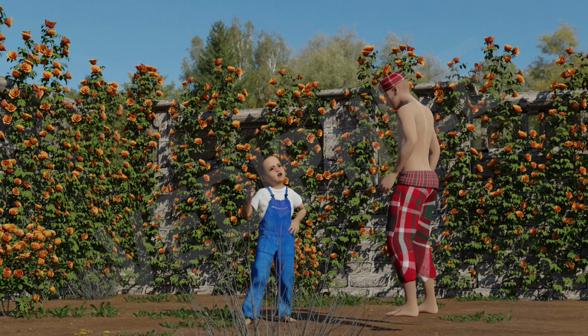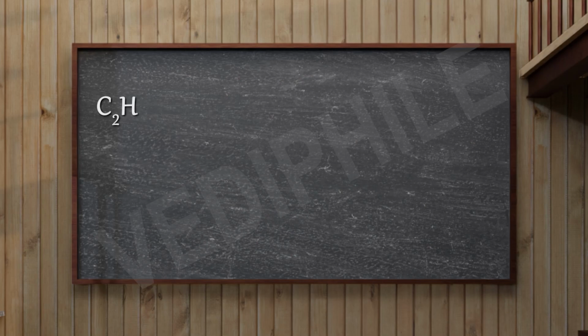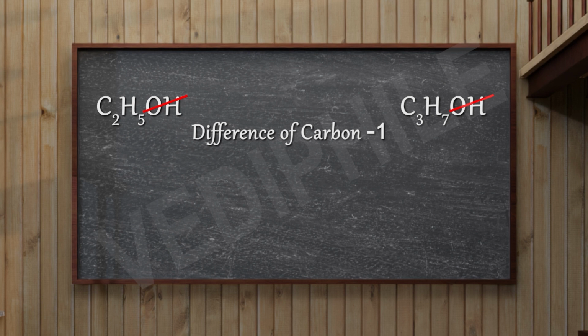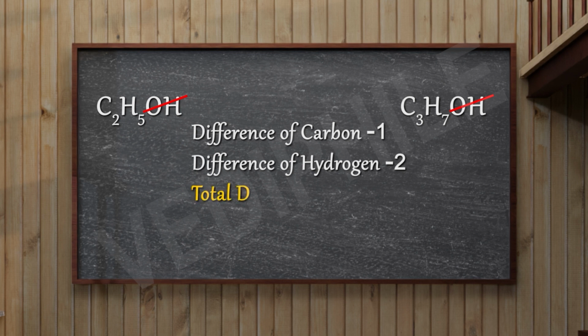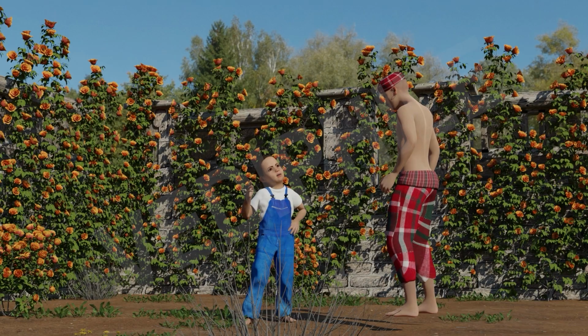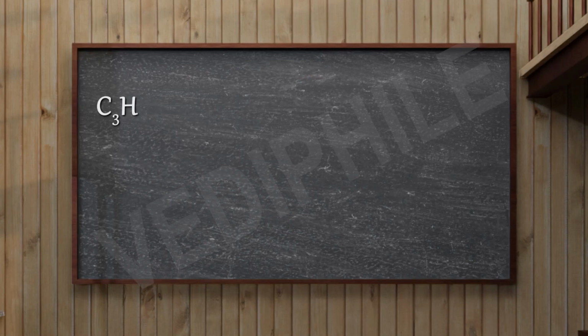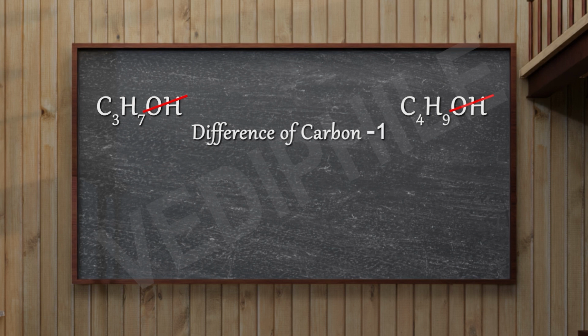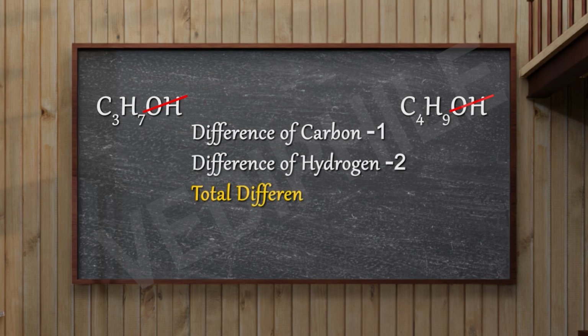Now the second question's two formulas are C2H5OH and C3H7OH. So the difference of carbons is 1 and the difference between hydrogen is 2. So the difference is again CH2. The next question's formulas are C3H7OH and C4H9OH. So again the difference of carbon is 1 and the difference of hydrogen is 2H. So total difference is CH2.